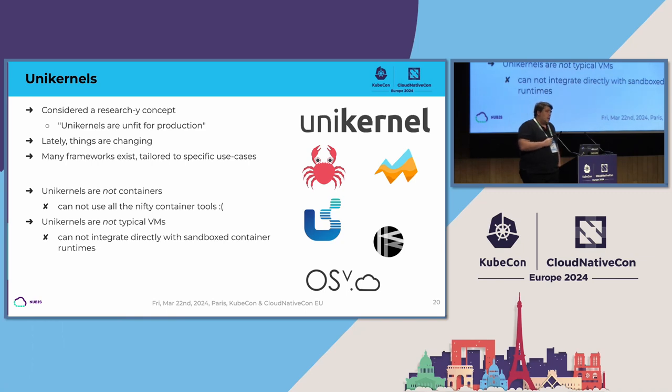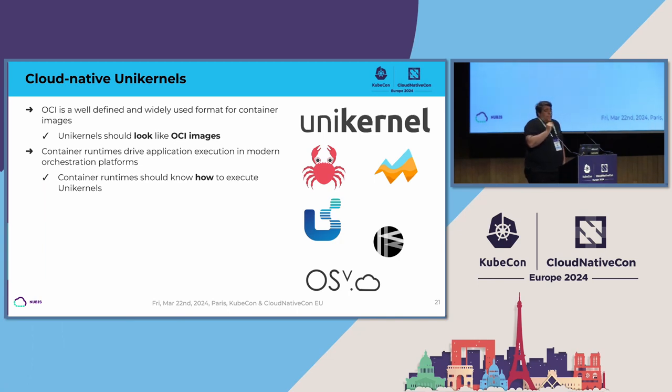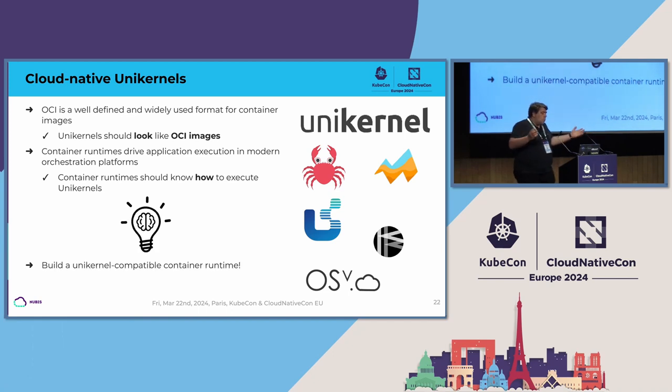The issues that we have with Unikernels in the cloud native ecosystem is that they're not containers, so we cannot use all the container tooling that exists and we like. And they are not typical VMs, so we cannot reuse all the sandbox container runtimes that exist and we can use with Kubernetes. So we think, and not only us but many people years ago, that Unikernels should look like OCI images, because OCI is used extensively in the cloud native ecosystem, and container runtimes should know how to parse these OCI images and boot the Unikernel instead of a container. And we thought, let's build a Unikernel compatible container runtime. How hard could it be?